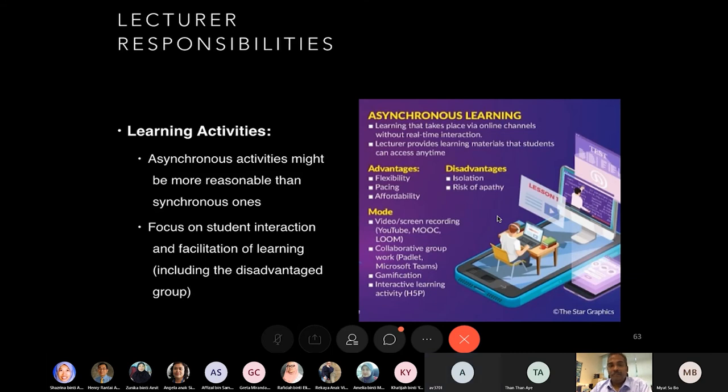Online learning, everywhere you go, they'll always advocate that asynchronous will be more reasonable compared to synchronous. Like I said, I've got nothing against synchronous. I'm also pro-synchronous. But even though we do synchronous, make sure that you don't leave anyone behind. You must make sure that people are able to access your material, and for whatever live activities that you do, you need to compensate, or think of something else that you can do with your students who have missed out on that live synchronous activity.